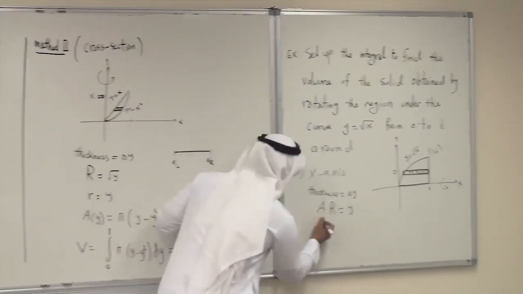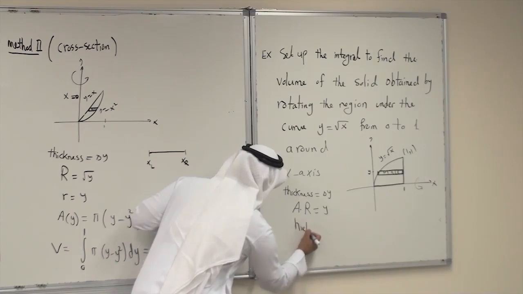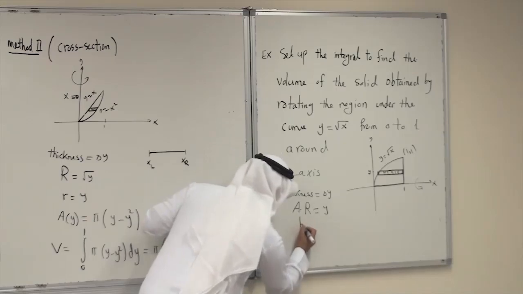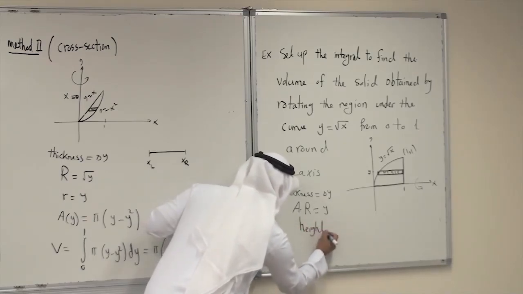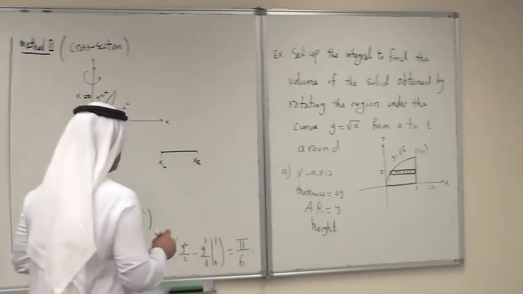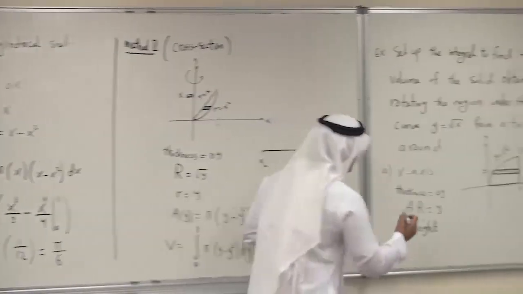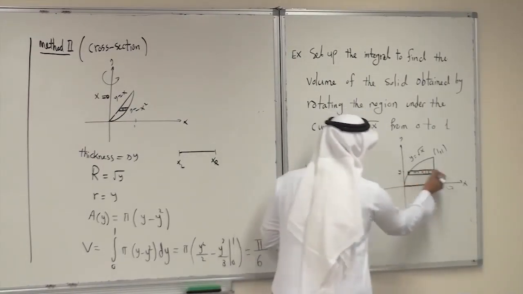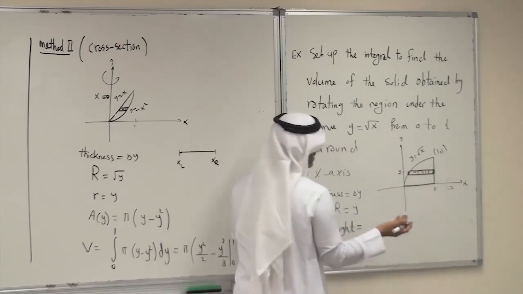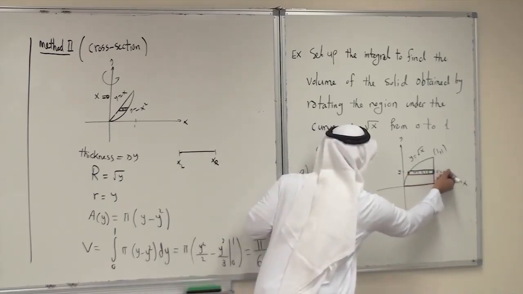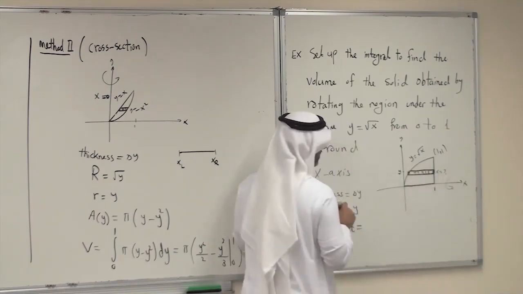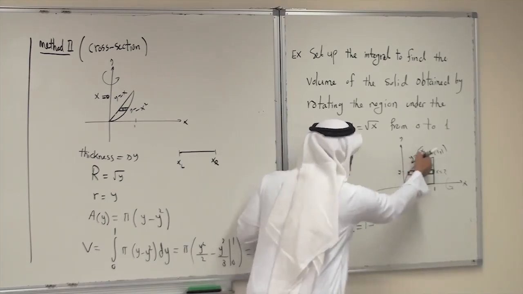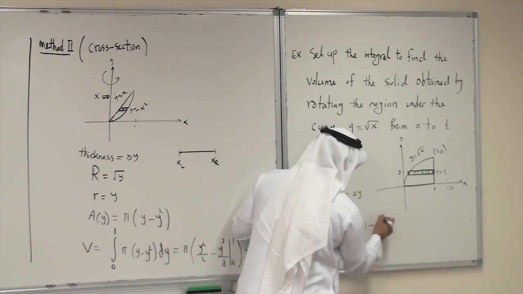Fine. What is the height of the shell? The height of the shell will be the altitude from here to here. What is the length from here to here? I have a horizontal distance, so I need to ask myself, what is x here equal to? And what is x here equal to? X here is equal to 1. So it is 1 minus x to the left. X is y squared. So it is 1 minus y squared.